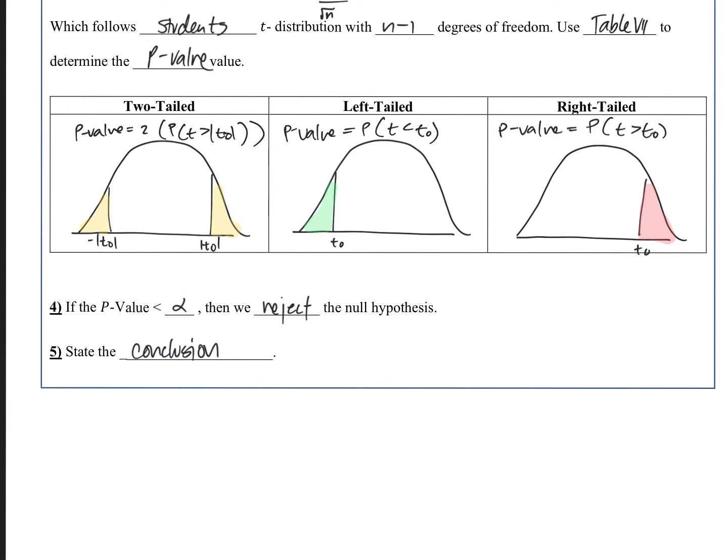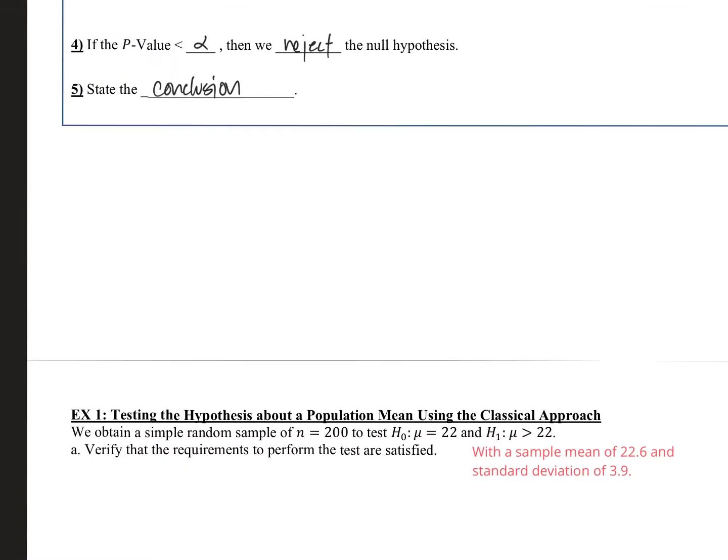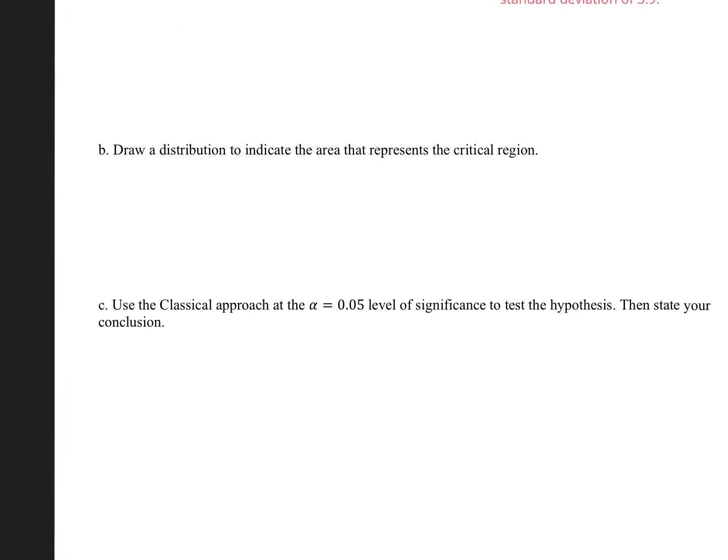So where do they mainly differ? Well, for the classical approach, what you do is you're comparing the critical value that you find with the test statistic. What you're doing for the p-value approach is you're comparing your p-value to your alpha. Okay, so the level of significance. Mainly that's the difference. Now let's take a look at some examples.